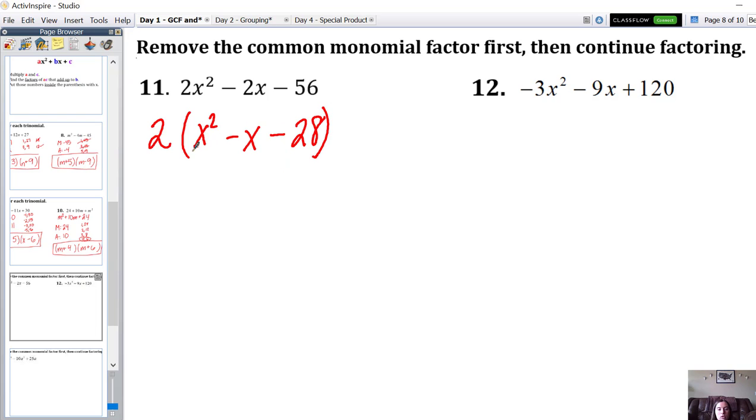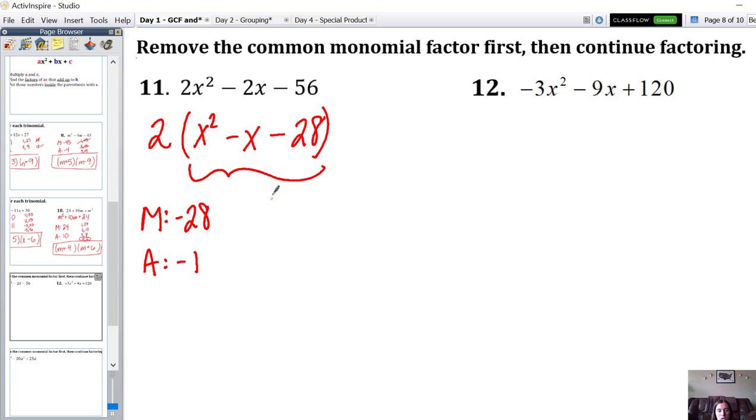Now I just need to factor whatever is inside of the parentheses. So I'm not going to worry about the 2 right now. I need to keep it there, but I'm not going to do anything with it. I'm going to see what multiplies to 1, the number that's directly in front of the x squared, 1 times negative 28. So I need to see what multiplies to negative 28 that adds up to negative 1.